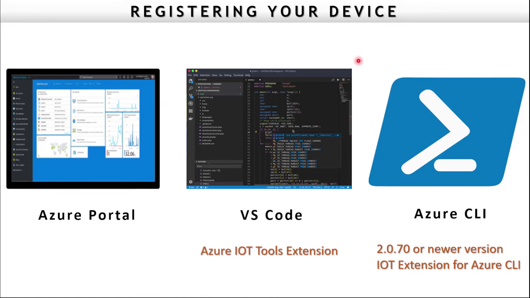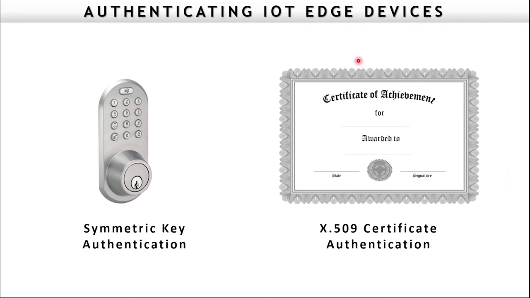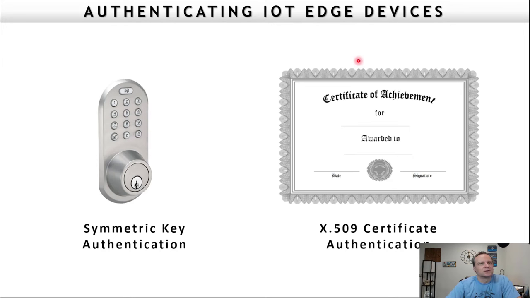The other thing we have to decide is how we are going to authenticate. There are two ways for that. The first one is the symmetric key, and the symmetric key is almost like the connection string. You can get the connection string from the Azure IoT Hub and just paste it to your configuration file. You're good to go. This works great for dev, and nothing stops you, I guess, in production.